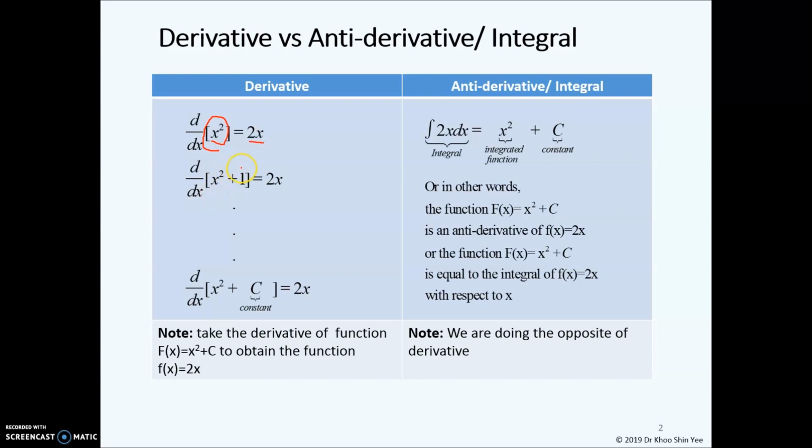And if we continue to differentiate x squared plus 1, since the 1 is a constant, we will get 0. The remaining answer is 2x. And for any constant, basically you will get 2x as well. On the other hand, for the antiderivative, we have to integrate both sides.